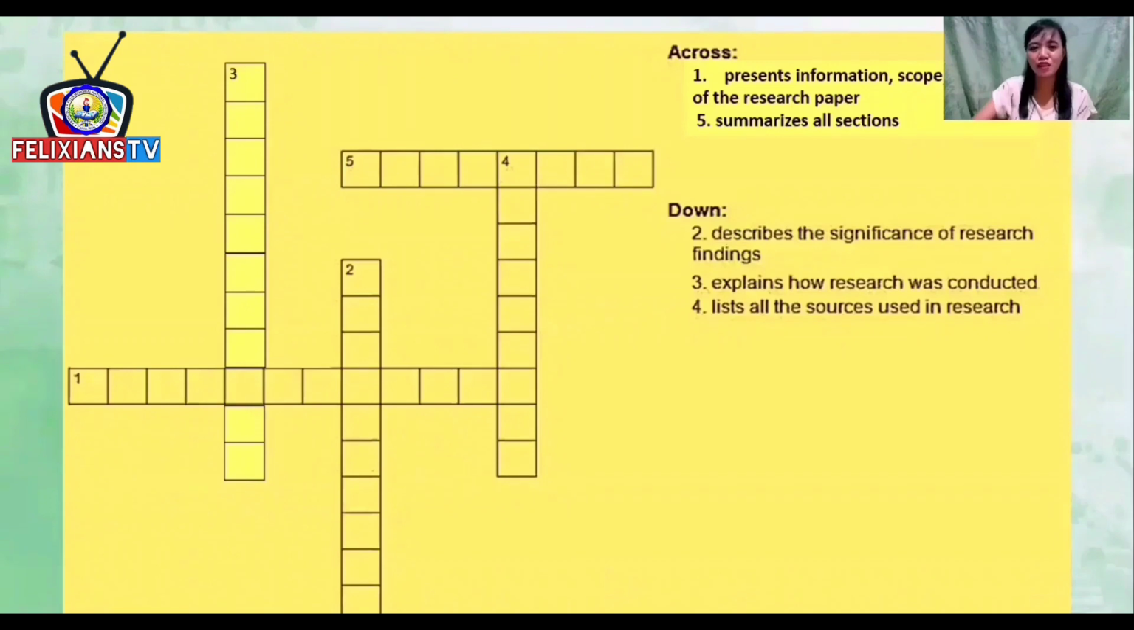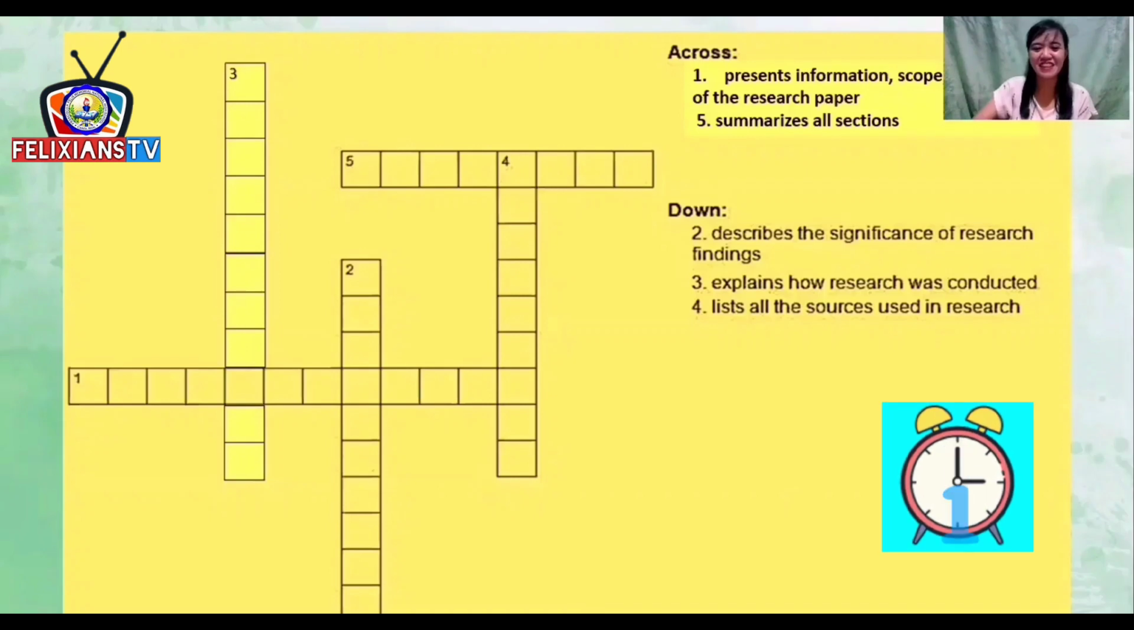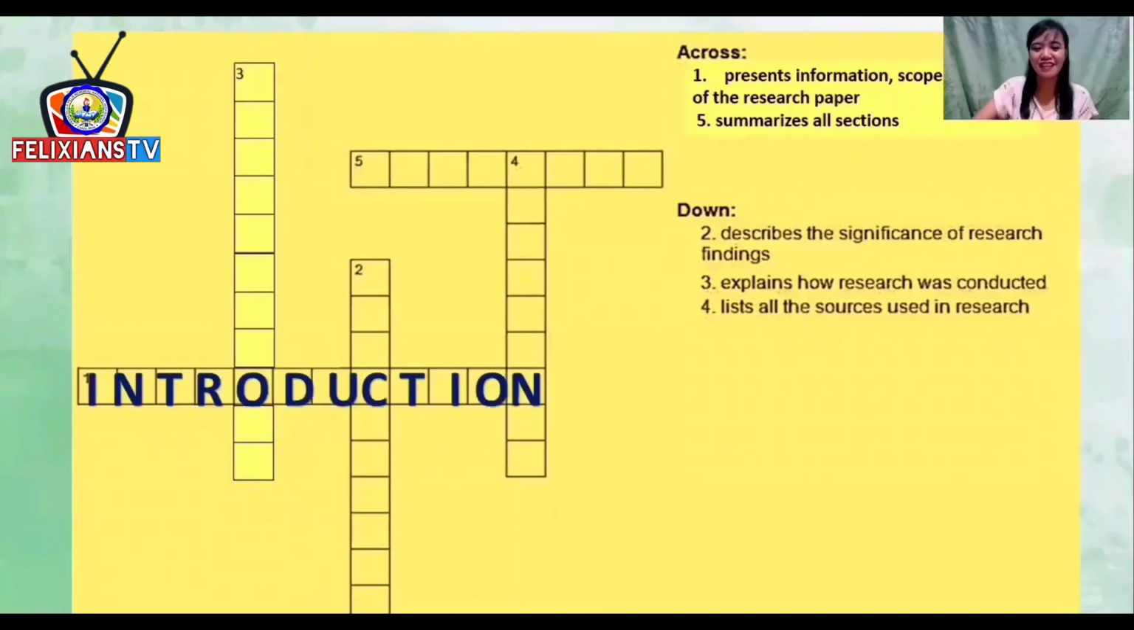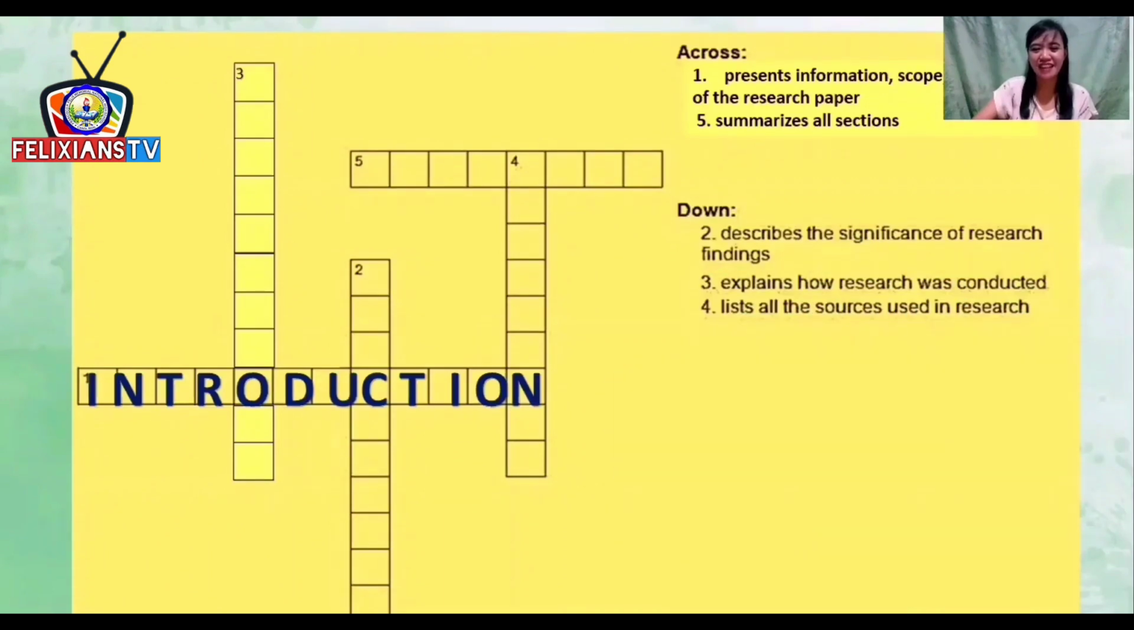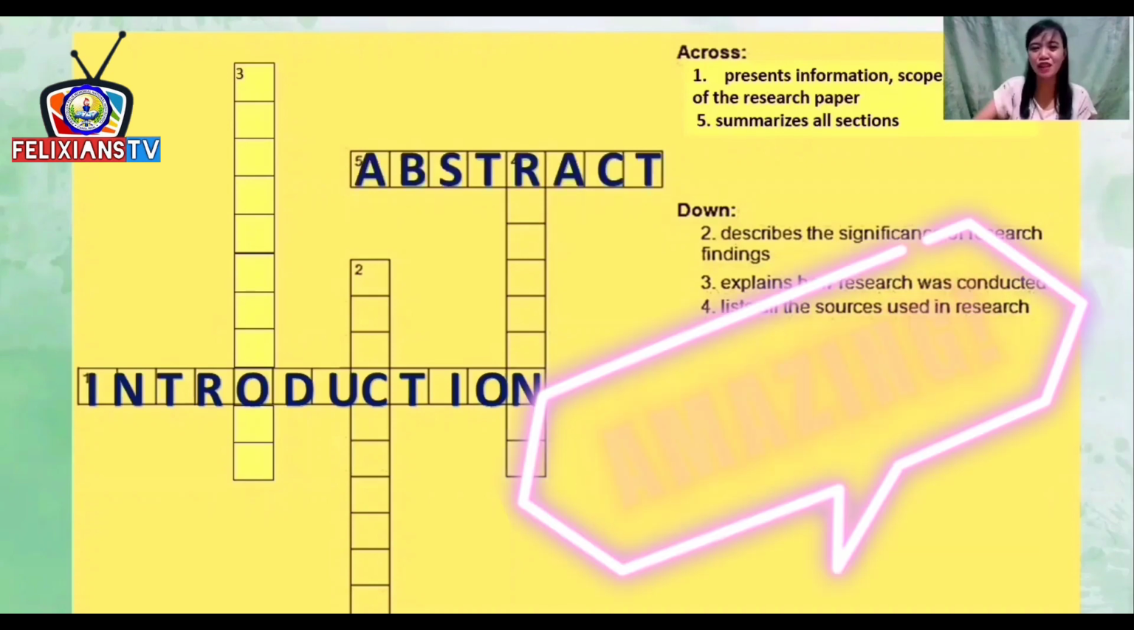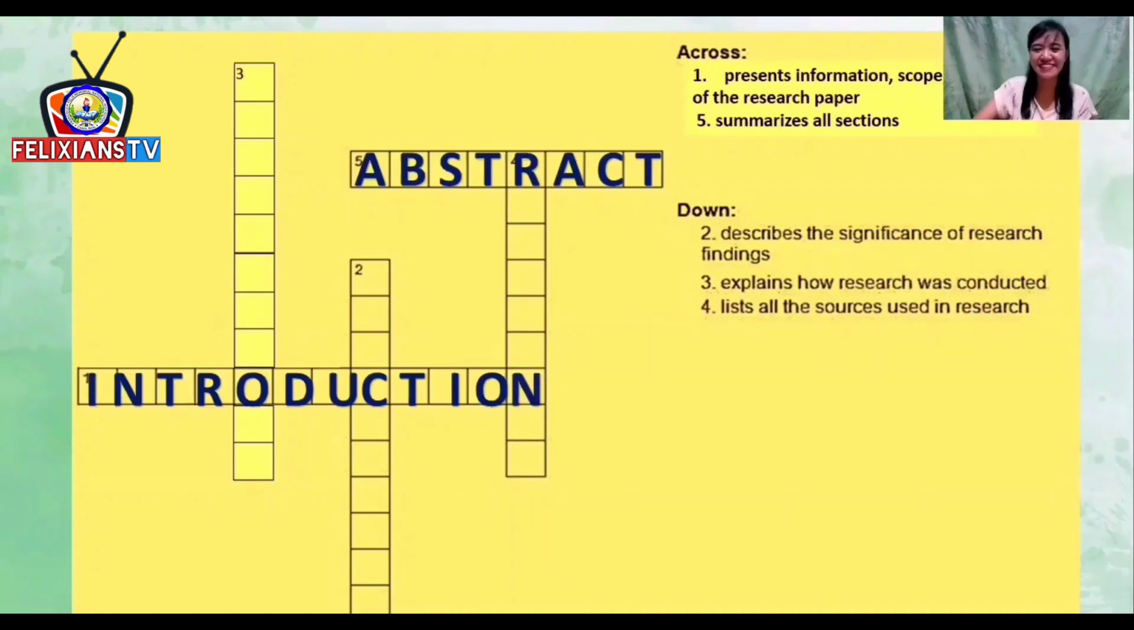Let us read and answer first the puzzle across. It presents information, scope, and focus of the research paper. The right answer is Introduction. You got it! Next, it summarizes all sections. The correct answer is abstract. Amazing, you are getting it right.